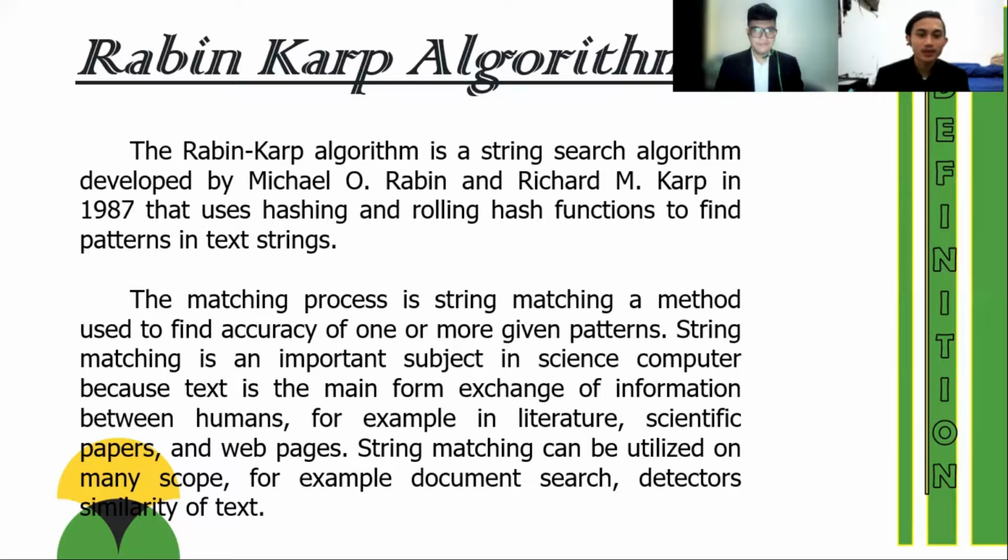The matching process is string matching, a method used to find the accuracy of one or more given patterns. String matching is an important subject in computer science because text is the main form of exchange of information between humans, for example in literature, scientific papers, and websites. String matching can be utilized in many scopes, for example document search and detecting similarity of text.